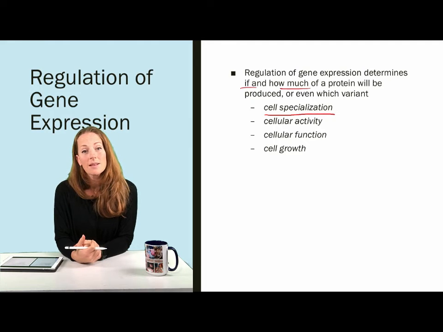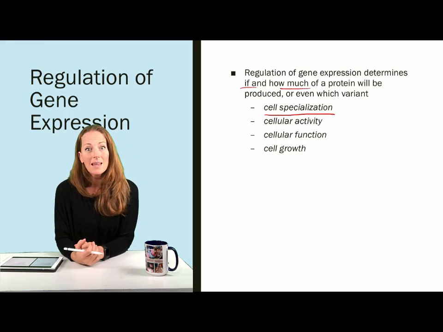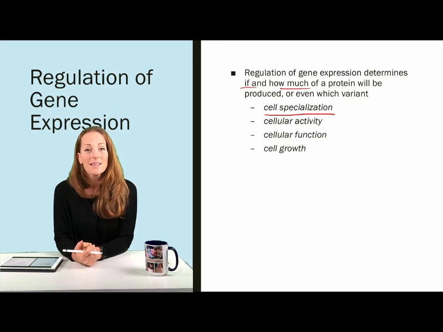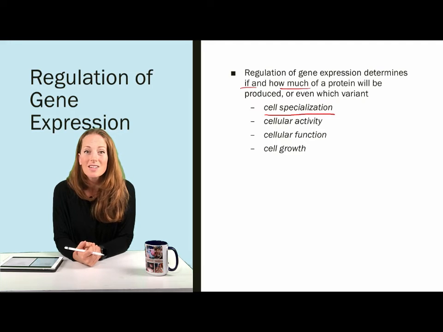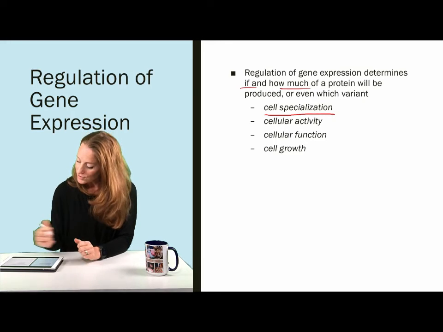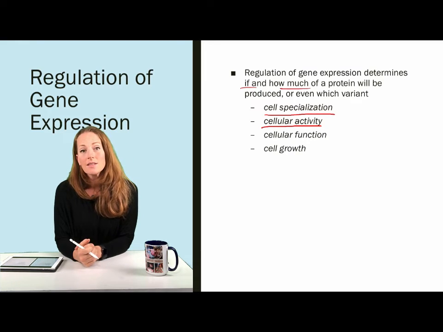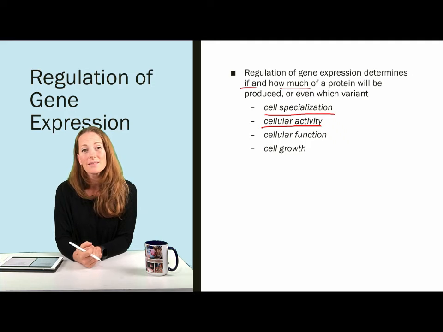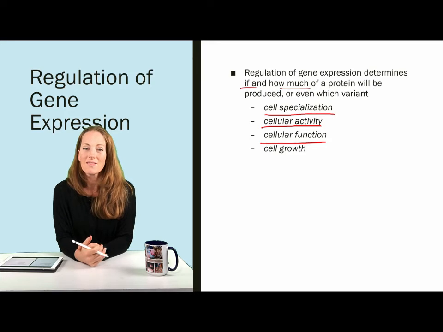Certain cells express specific proteins while other cells do not. So within the same person with the same DNA in that nucleus, different cells will express different proteins to carry out their specialized functions. This can also be altered in order to alter cellular activity. So increasing or decreasing the amount of a protein that's produced can change the activity of cells. Finally, it can overall change the function of a cell.